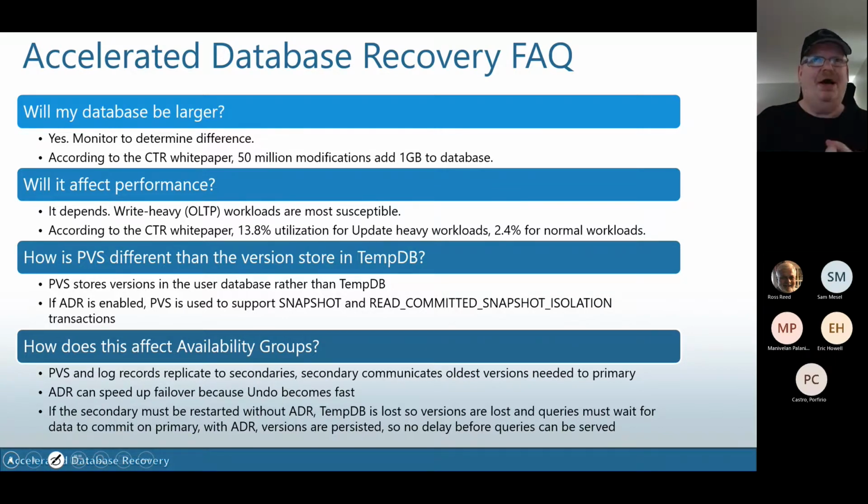But remember, you're trading off for that persistent version store. You're trading off the space you would have used for your transaction log. You're offloading space from your TempDB. You're reducing contention, and you can see how much more room you're using. According to that white paper, 50 million modifications adds 1 gig to your database. Personally, that trade-off is worth it. If I'm going to add 1 gig for every 50 million modifications to be able to recover in a millisecond, worth it.